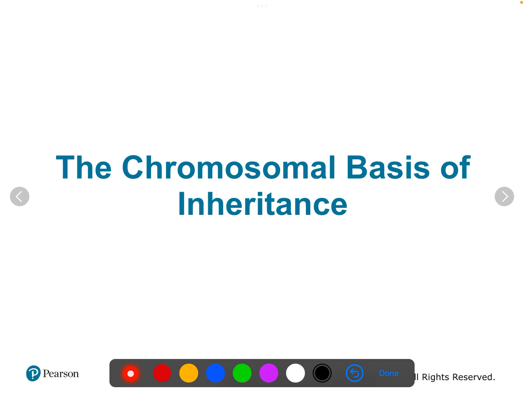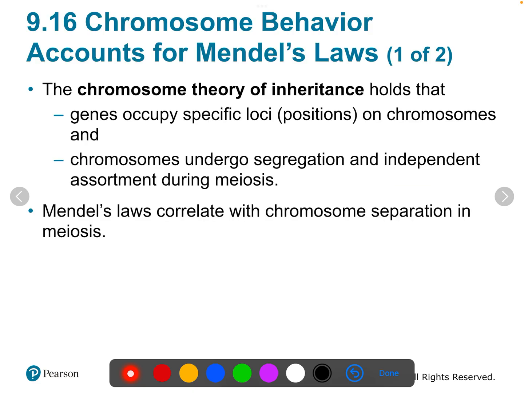So for the last part of the chapter now, I want to concentrate on the chromosomal basis of inheritance, which we've kind of already talked about a little bit, and then finish up with sex-linked traits. So the chromosomal theory of inheritance holds 2 things. First, that genes occupy specific loci or positions on the chromosomes, which we already learned about, right? You can find a particular gene on one chromosome and in the same place on the homologous chromosome. You'll find the code might be slightly different, but it's coding for the same character.